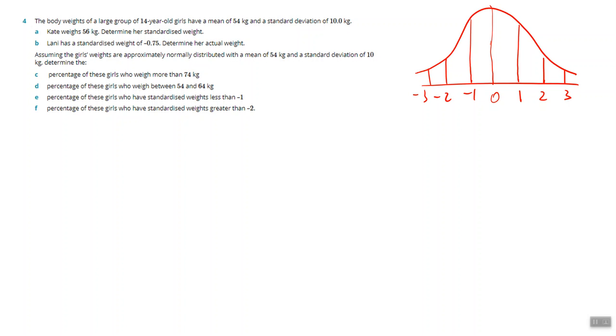Okay, so we've got the weights of a large group of 14-year-old girls that have a mean of 54 and a standard deviation of 10 kilograms. Kate's weight is 56 kilograms. Determine her standardized weight. Okay, so standardized is the same as z-score. A lot of students are confused about what standardized score is. It's the same as the z-score. So where does Kate lie in this continuum? Is she at the mean or is she somewhere else? So how do you determine it?